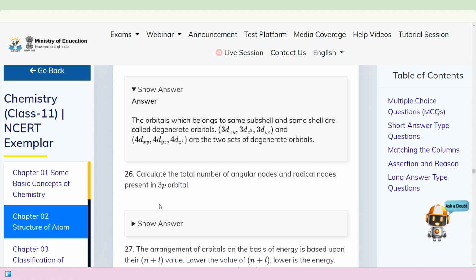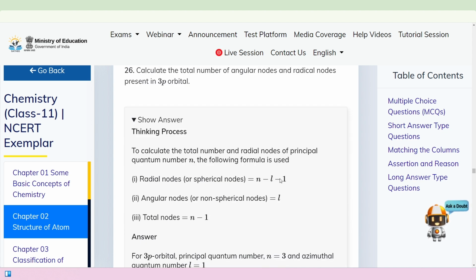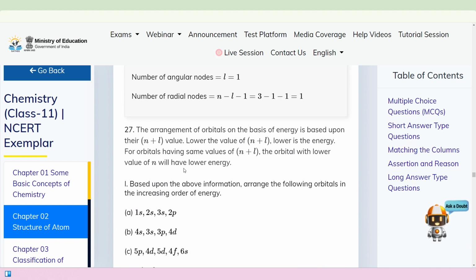That will give you a value of 1. So radial node is 1. So angular node is 1 and radial node is also 1. Clear? Okay. Next question.